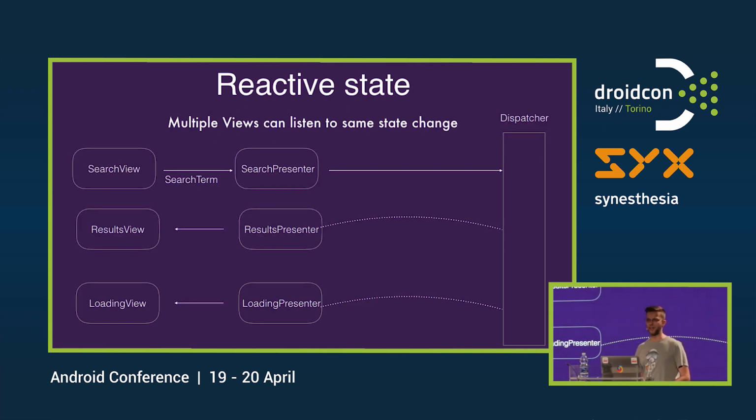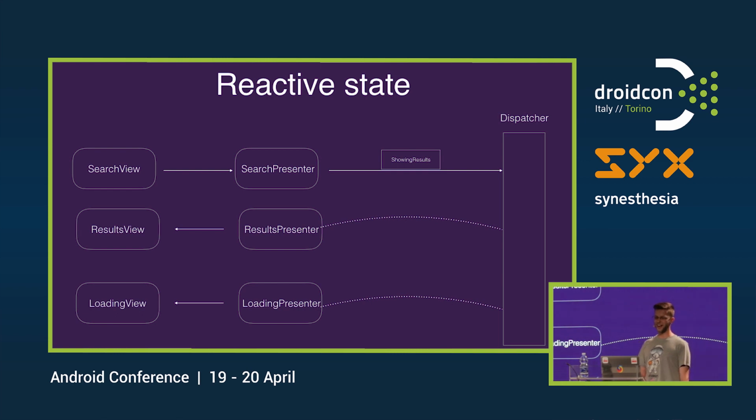The nice part about having a centralized dispatcher that all of your views use is that you can have multiple views or presenters listening to the same state change. Because when I'm showing results, I actually want to perform multiple actions. It's not that I only want to tell the result presenter to do something. I actually want to tell the loading presenter to hide itself while the result presenter is going to tell its view to show itself. Even though there was only a single state change, I can have different actions that are going to be a result of that state change.